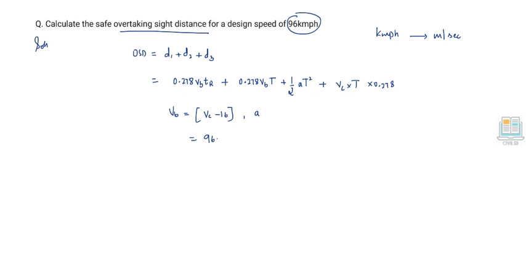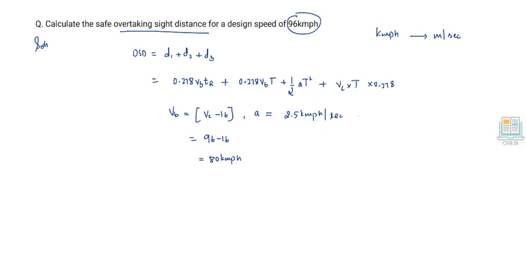So this will be 96 minus 16 is equal to 80 kilometers per hour. Now our speeding vehicle at 96 kilometers per hour has to overtake this vehicle B moving at 80 kilometers per hour. And while overtaking, the vehicle obviously needs to accelerate. Now that acceleration has been specified as 2.5 kilometers per hour per second.